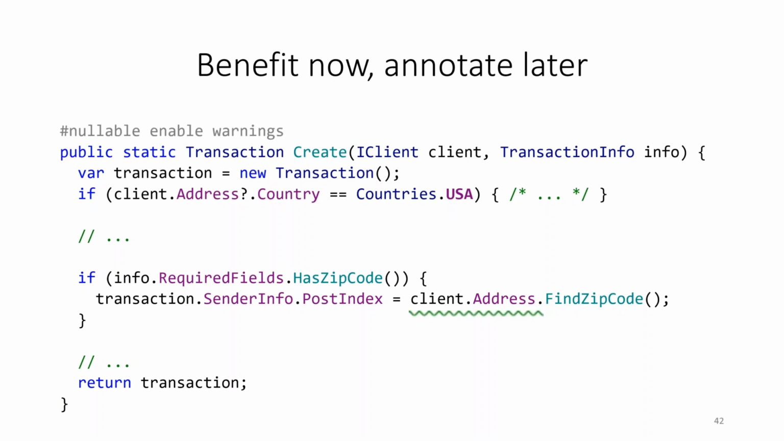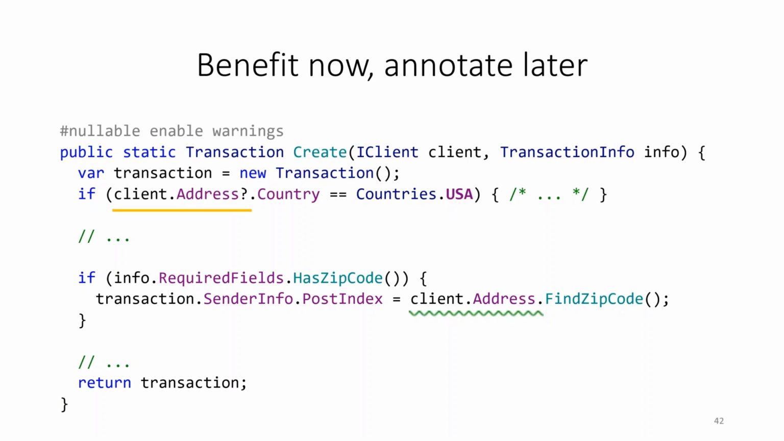And here I have a method creating some blank transaction and filling its fields from the client's information. And as soon as I enable nullable warnings, I haven't even started annotating anything yet. The compiler now warns me that the client's address might be null when I'm trying to use it to find the zip code. And you might wonder why the compiler warns me there, because I didn't annotate anything yet, so all my types are still not nullable. And it's actually because I told the compiler so implicitly.